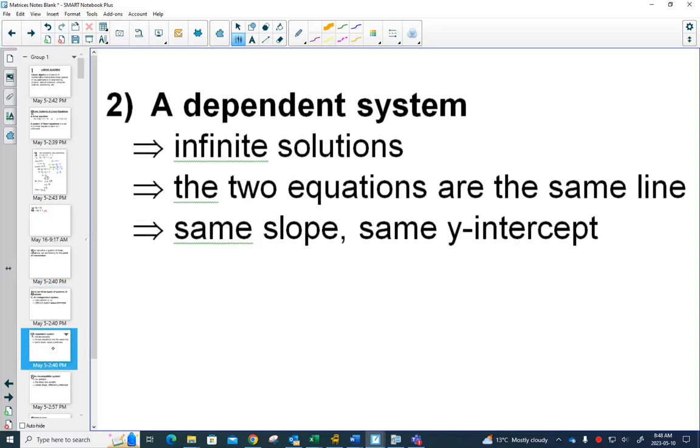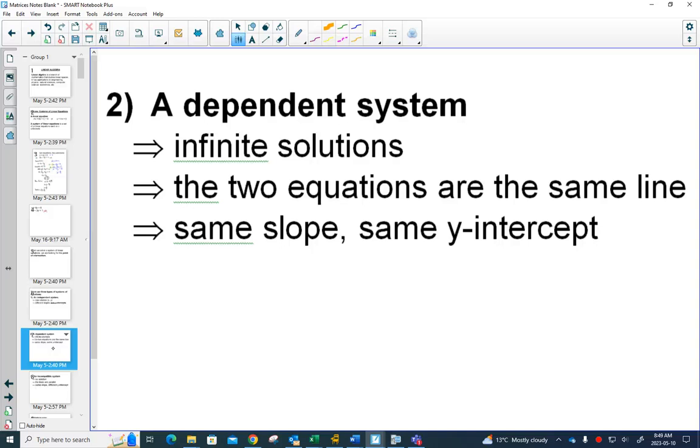Secondly, we have a dependent system, which is the exact same line. If you think you have one line, and then you draw the exact same line over top of it and ask, how many times does it intersect? Can you find a point on both of those lines, and they're the same line? You'd be like, well, every single point is on both lines because they're the same line. So we say this has an infinite amount of solutions. The two equations are the same line.